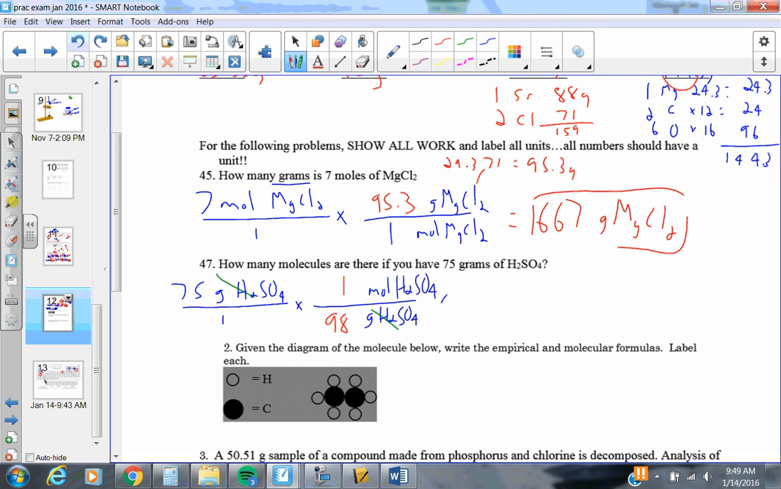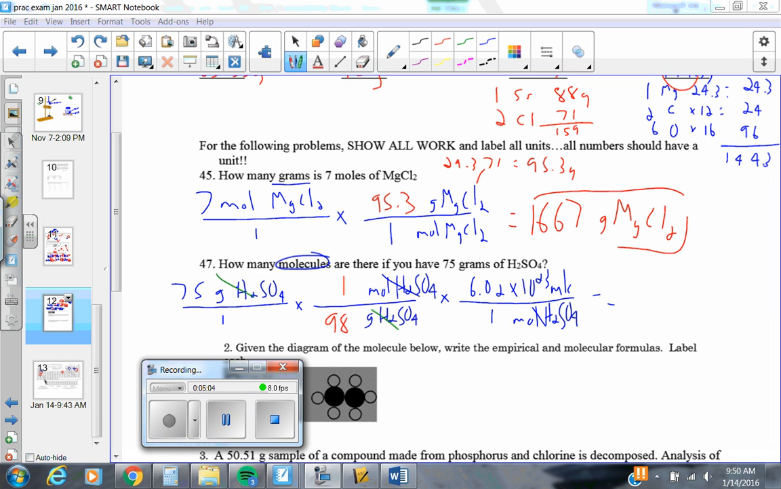So how do I get rid of moles? It's got to go on the bottom. What do you know about moles versus molecules? Well, 1 mole of anything is 6.02 times 10 to the 23rd. Molecules are formula units, moles and moles. I have to do 75 times 6.02 times 10 to the 23rd divided by 98.